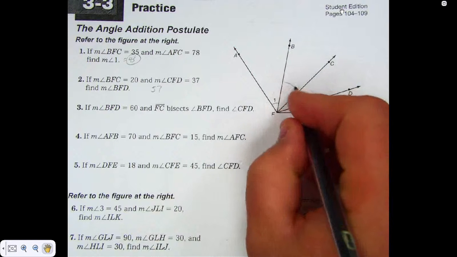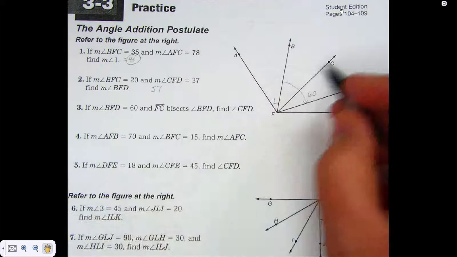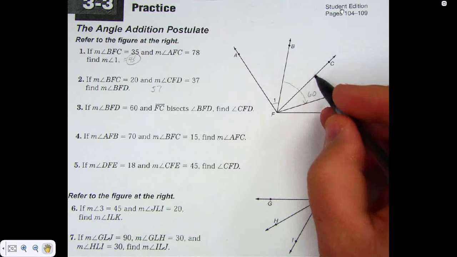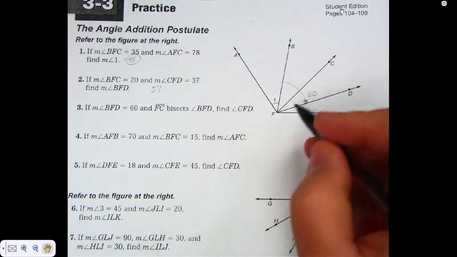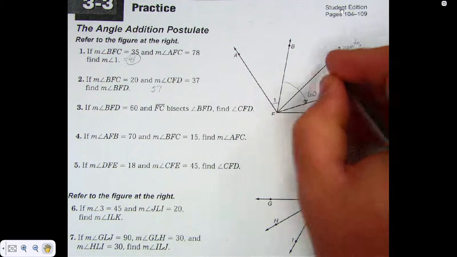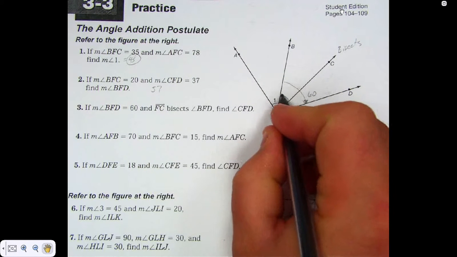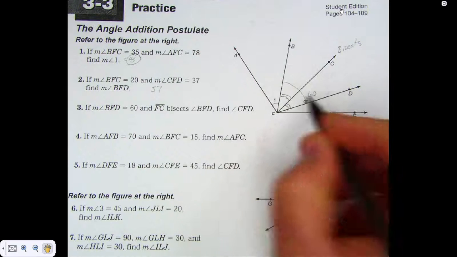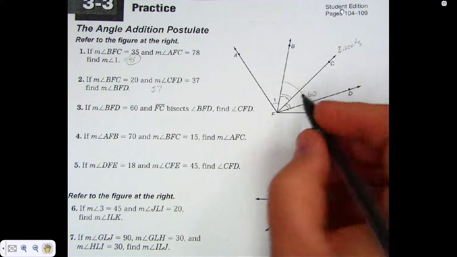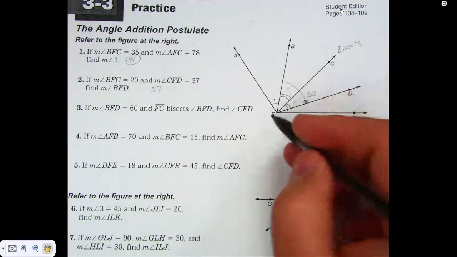BFD, so that's that whole thing, is 60, right? FC bisects BFD. So they're saying this bisects it, right? So what does that mean it does to this right here? Cuts it in half. Cuts it into two equal halves. So if this was X, this is X, right? Find CFD.